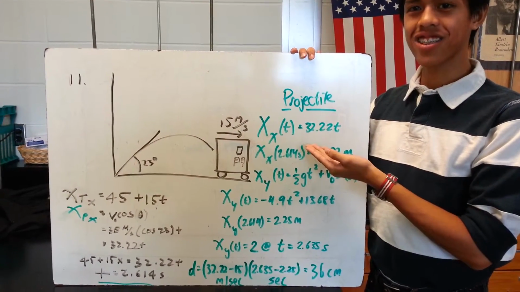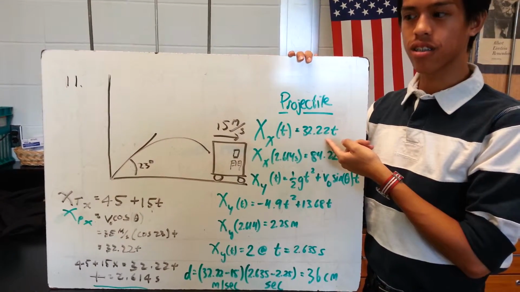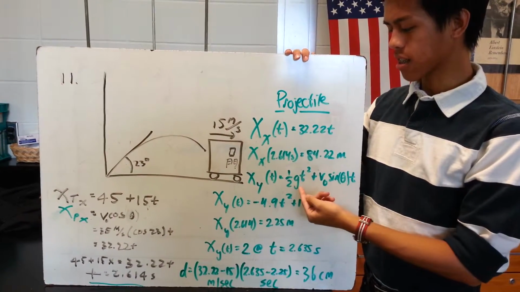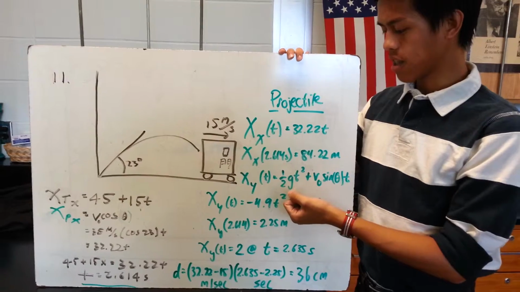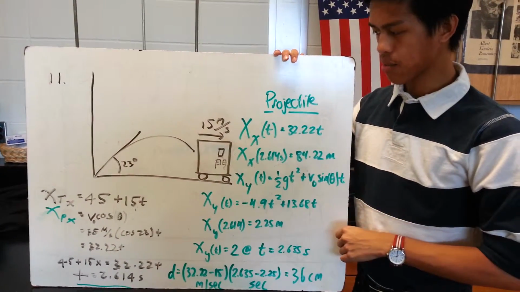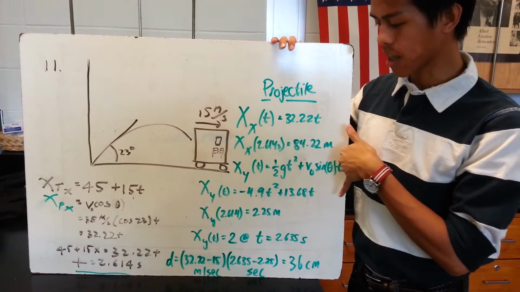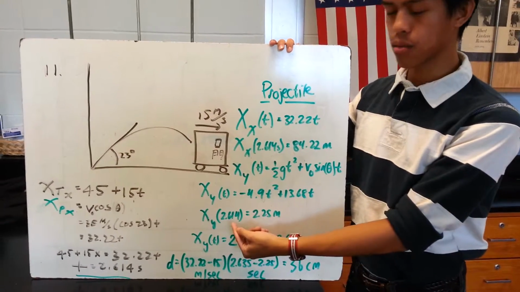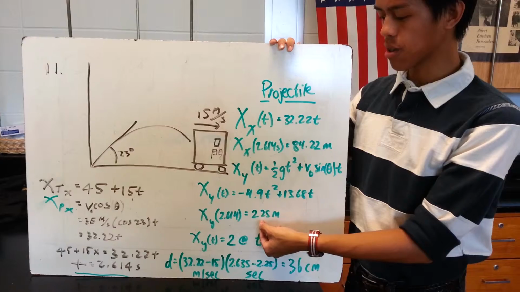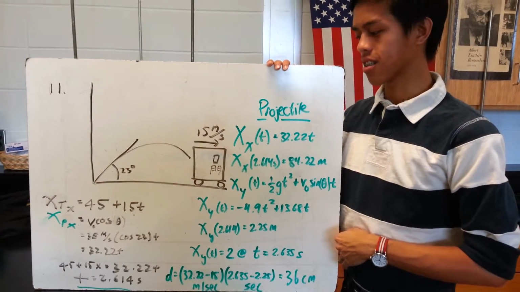Now the projectile can be tracked along the x-axis using the same equation as before, 32.22 times t, and along the y-axis we use the projectile motion equation 1/2 g t squared plus v initial sine theta t plus 0, the initial position of the projectile. So tracking it along both axes, we find that at the time of 2.614, the y position of the projectile is 2.25 meters high, which is a quarter of a meter too high to touch the back of the truck.